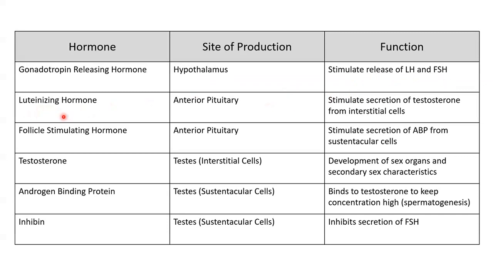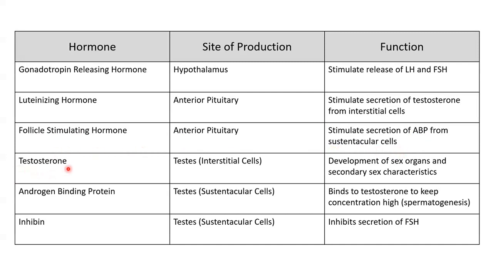We have luteinizing hormone, which as we now know comes from the anterior pituitary gland. It stimulates the secretion of testosterone from those interstitial cells in between the seminiferous tubules. We have follicle-stimulating hormone, which is also from our anterior pituitary. This stimulates the secretion of androgen binding protein from those sustentacular cells.